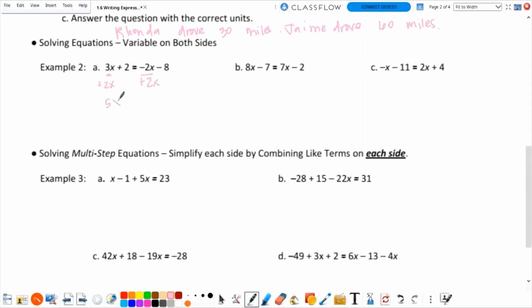Okay, so then we have 5x plus 2 equals -8. And now we just have that one variable to work with and we can solve like normal. So we're going to start by subtracting 2 from both sides. -8 minus 2 is going to give us -10. We're going to divide by 5 to get x alone. -10 divided by 5, x equals -2.